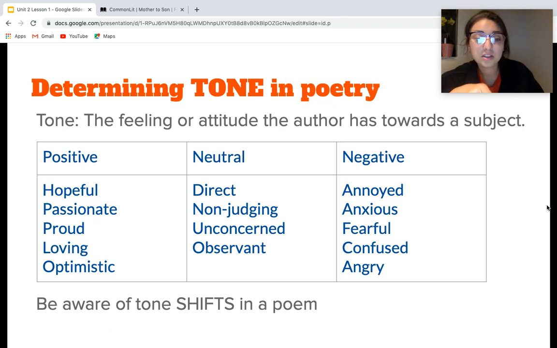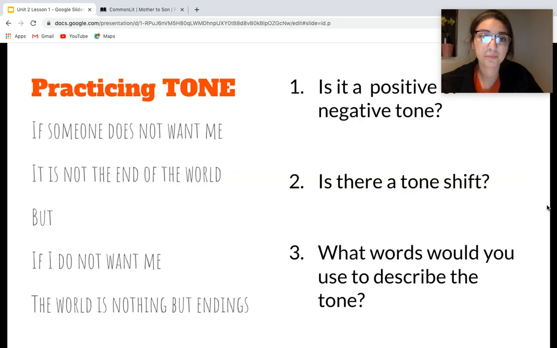Now, at the bottom here, this is something super important. I want you to be aware of any tone shifts in a poem. So maybe it starts out being really negative towards something, it's angry about something, but then something changes their mind and they actually become hopeful for the future. That would be a big tone shift. So you want to look out for those.